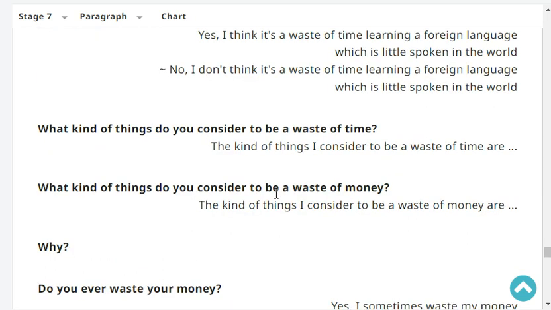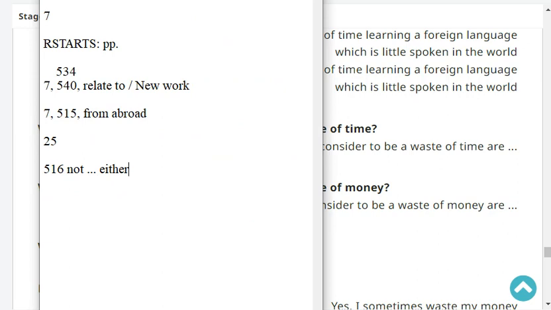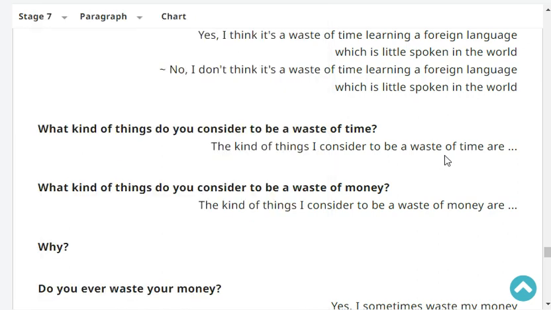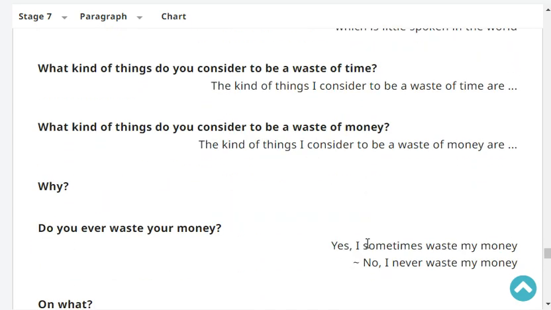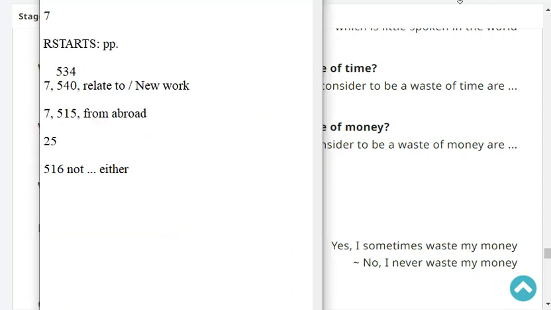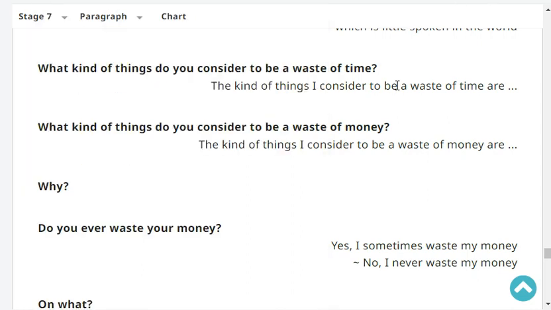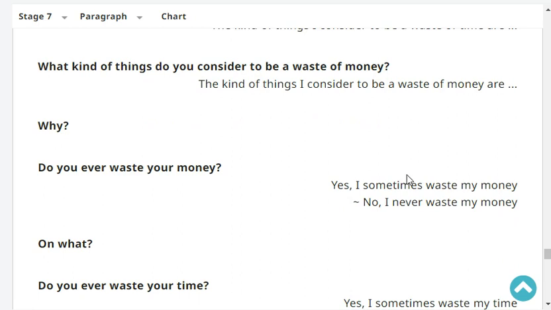What kind of things do you consider to be a waste of time? The kind of things I consider to be a waste of time is... Very good. What kind of things do you consider to be a waste of money? The kind of thing I consider to be a waste of money is to use for gambling. Gambling, very good. Why? Because I can't win. That's correct. There's less chance of winning.